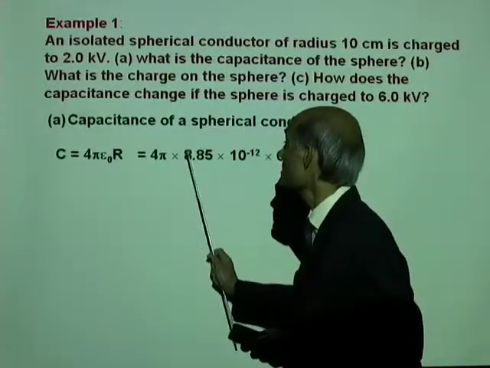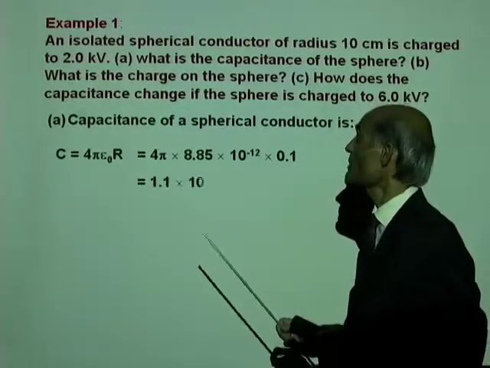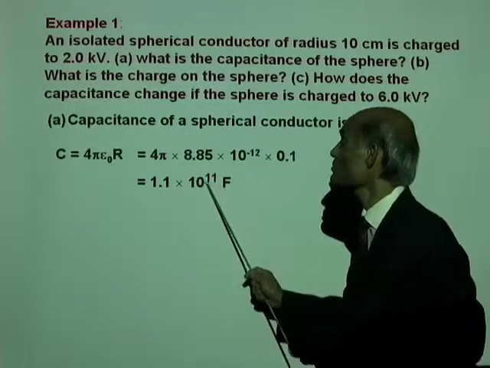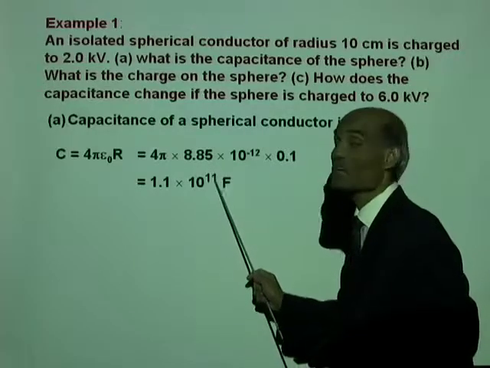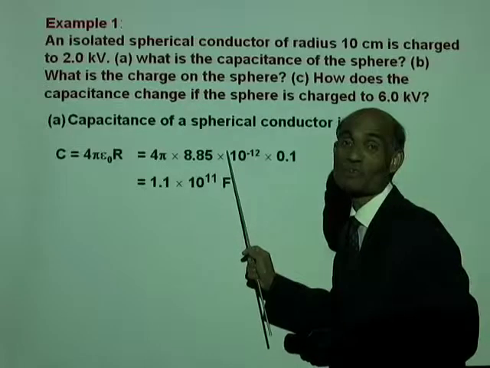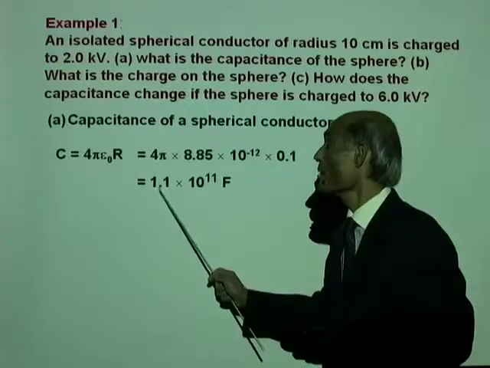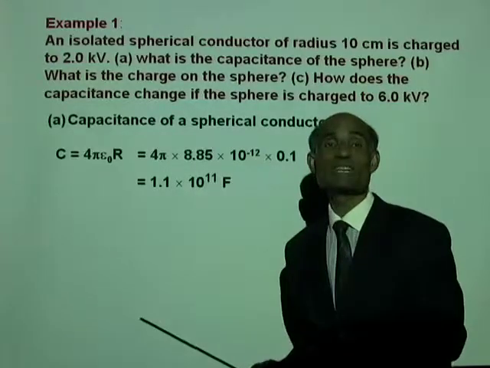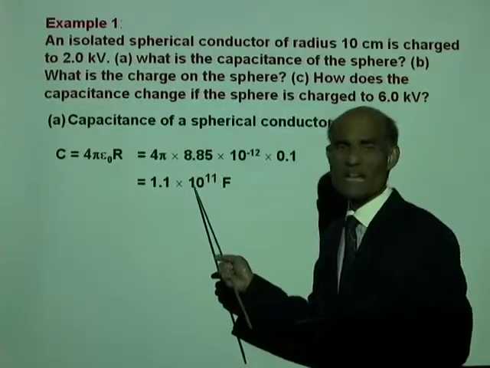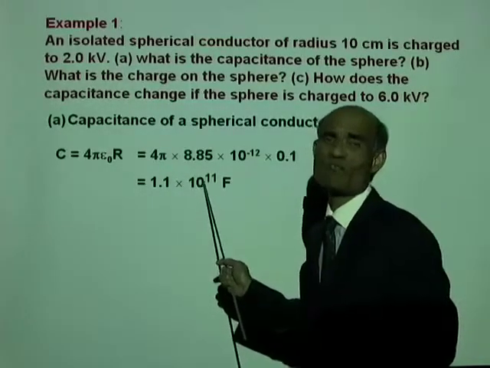That will be 4 pi times epsilon naught times the radius, and that is 1.1 times 10 to the, what's wrong in here? 10 to the negative 11, not positive 11. You will not get positive 11 if you do this. So the capacitance of our spherical conductor is 1.1 times 10 to the negative 11 farad. Can you imagine something that has as high a farad value like this? This is a tremendously high value.